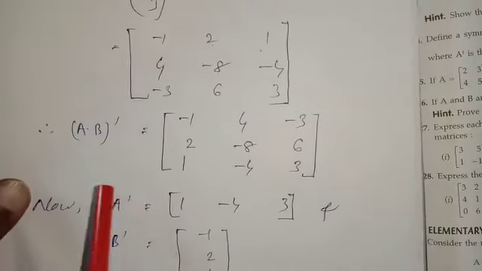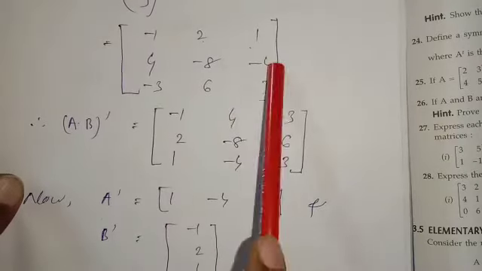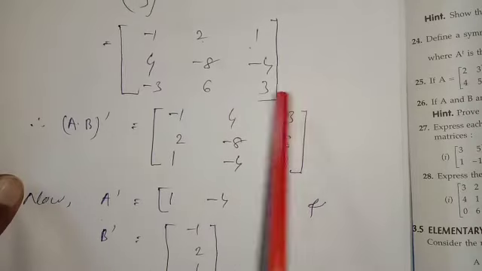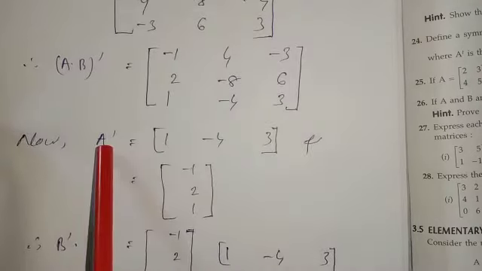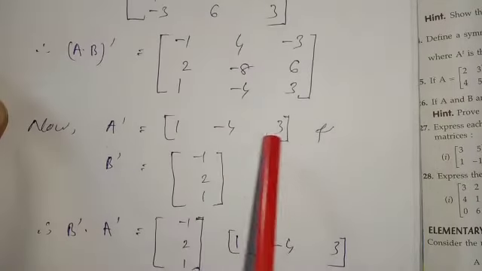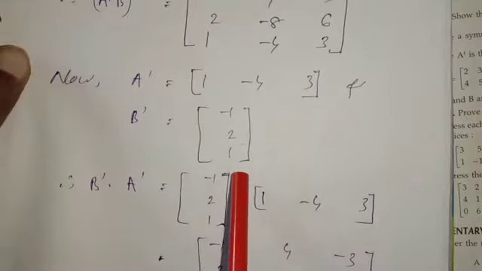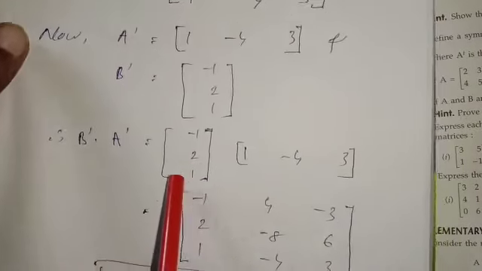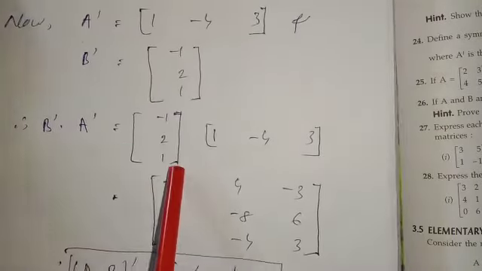Again, after that you have to find out (AB) transpose, meaning the first row will be converted to the first column, the second row to the second column, the third row to the third column. Next you have to find out A transpose. A was 1, minus 4, 3, a column matrix, converted to a row matrix. See, 1, minus 4, 3, this is A transpose. Same process, B given is a row matrix, minus 1, 2, 1, it will be converted to B dash, that will be minus 1, 2, 1 as a column matrix. After that you have to multiply B dash into A dash.